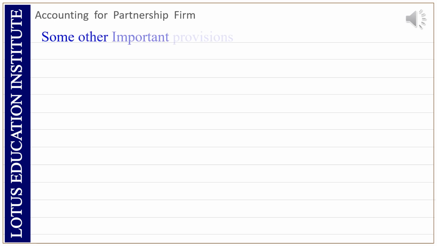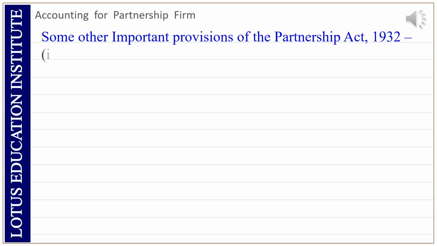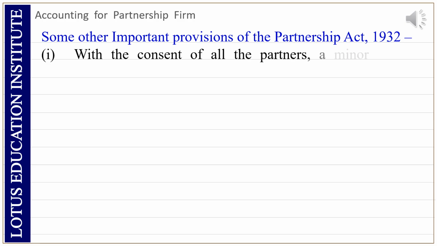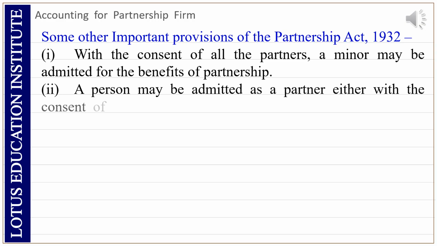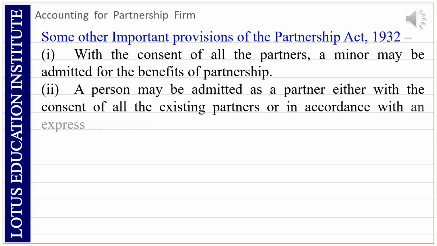Some other important provisions of the Partnership Act, 1932. 1. With the consent of all the partners, a minor may be admitted for the benefits of partnership. 2. A person may be admitted as a partner either with the consent of all the existing partners or in accordance with an express agreement among the partners.